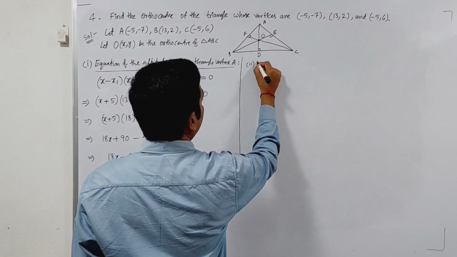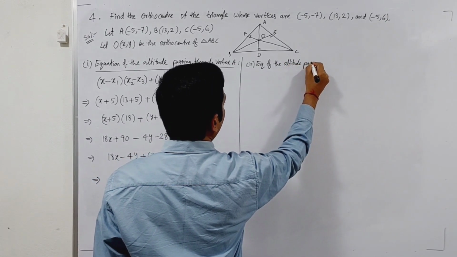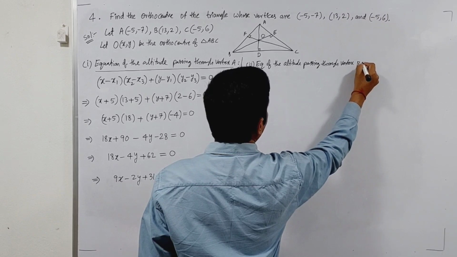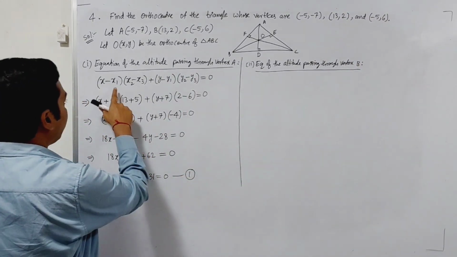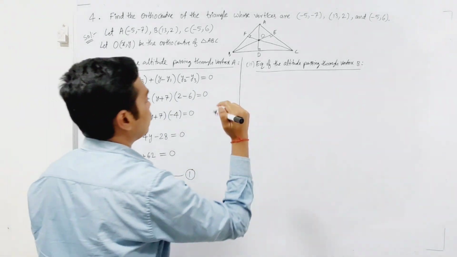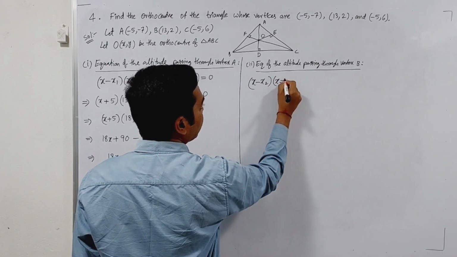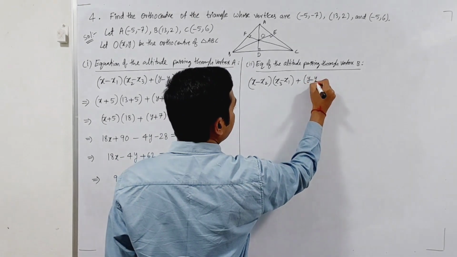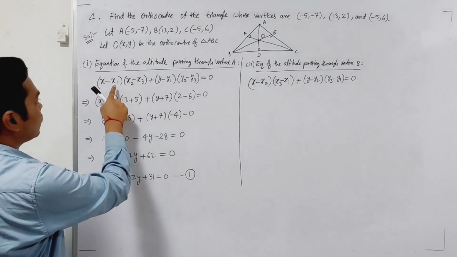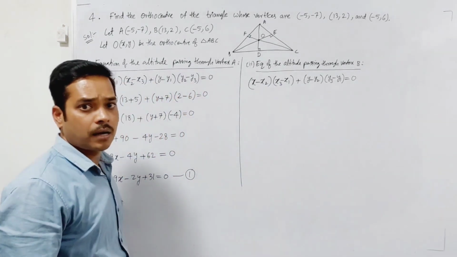Next, second one. Equation of the altitude passing through vertex B. Same formula. In the place of x1, x2, x3, it was 1, 2, 3, 1, 2, 3. Here apply 2, 3, 1, 2, 3, 1. The formula is like this: x minus x2 of x3 minus x1 plus y minus y2 of y3 minus y1 equal to 0. In the first problem it was 1, 2, 3, 1, 2, 3; here in the second problem, 2, 3, 1, 2, 3, 1.